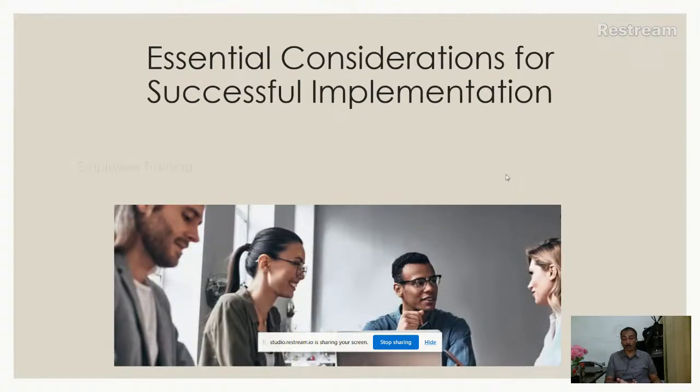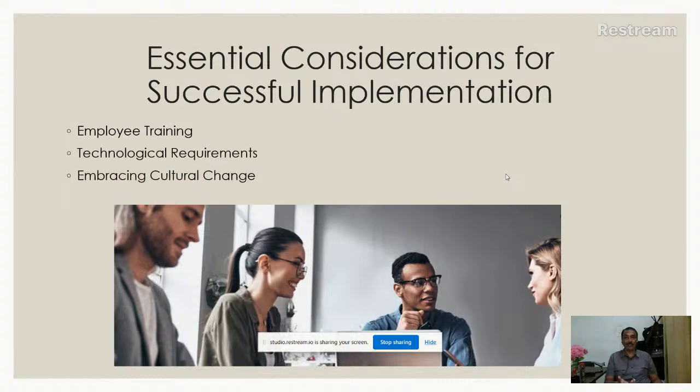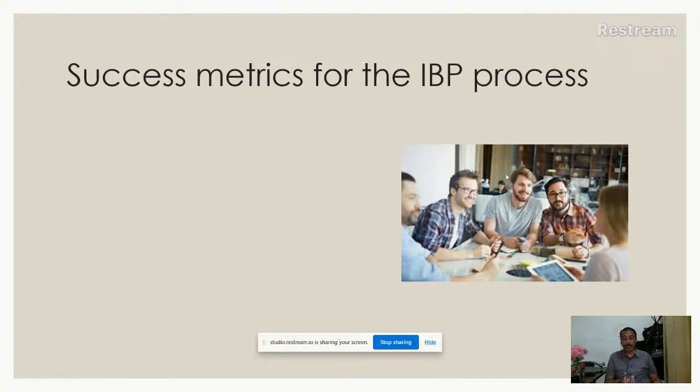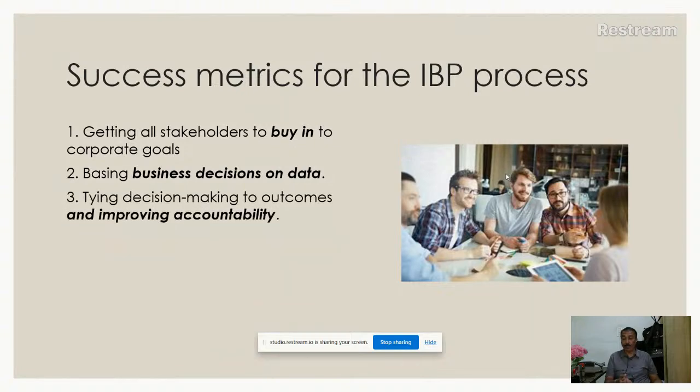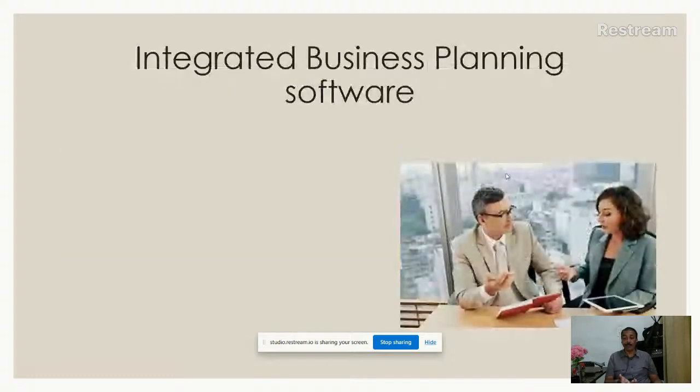Essential considerations for successful implementation could be employee training, technology requirement, embracing the cultural change. Now everything is available at fingertip, and also investment is required. So there is a mind change, and change management is also involved here. Now, coming to the success metrics for the IBP process, they could be getting all stakeholders to buy in, then basing business decisions on data. This is where supply chain analytics is also going to help, tying decision making to outcomes and improving accountability. Integrated business planning software, there are many software vendors who supply. One of the most popular could be SAP IBP.